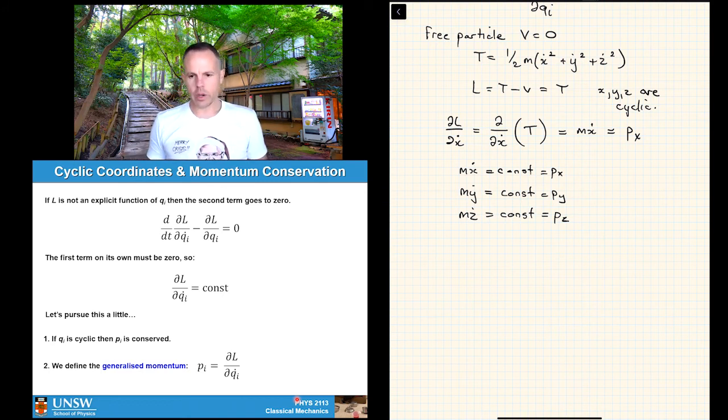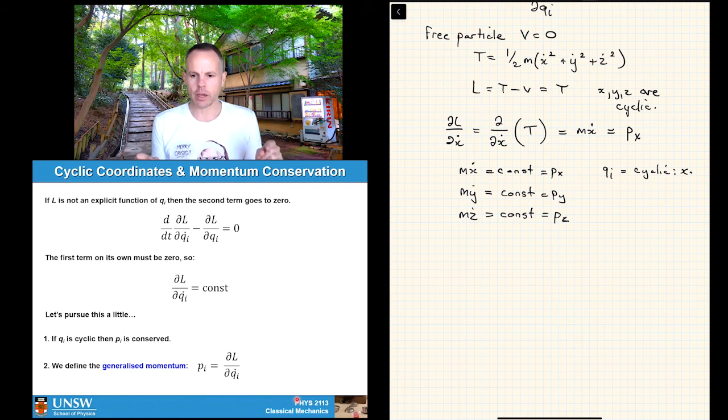What we're doing here is basically saying if qi is cyclic, then pi is conserved, right? So here our x is cyclic, so px is conserved. Our y is cyclic, so our py is conserved. Our z is cyclic, so our pz is conserved. And really all we've got here is just conservation of momentum.